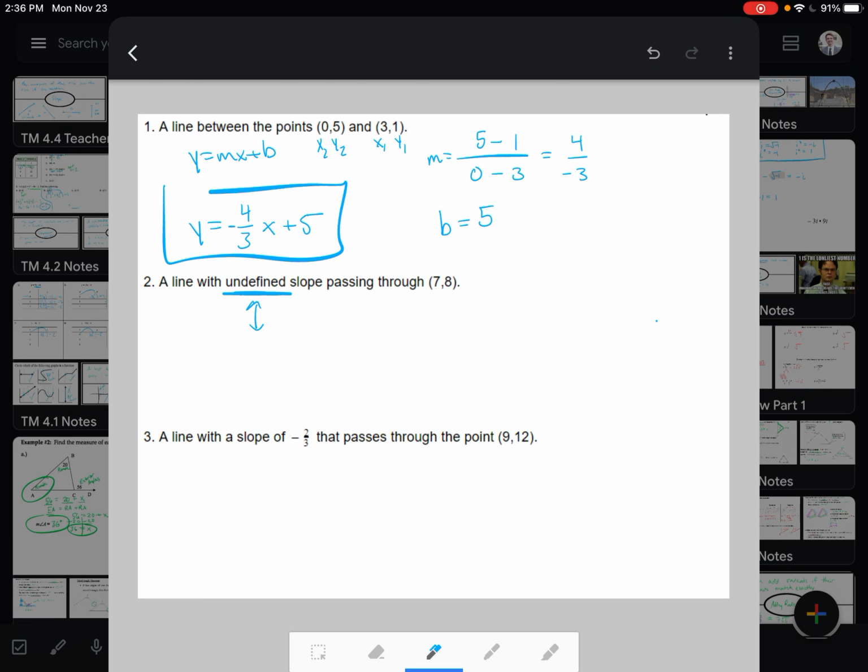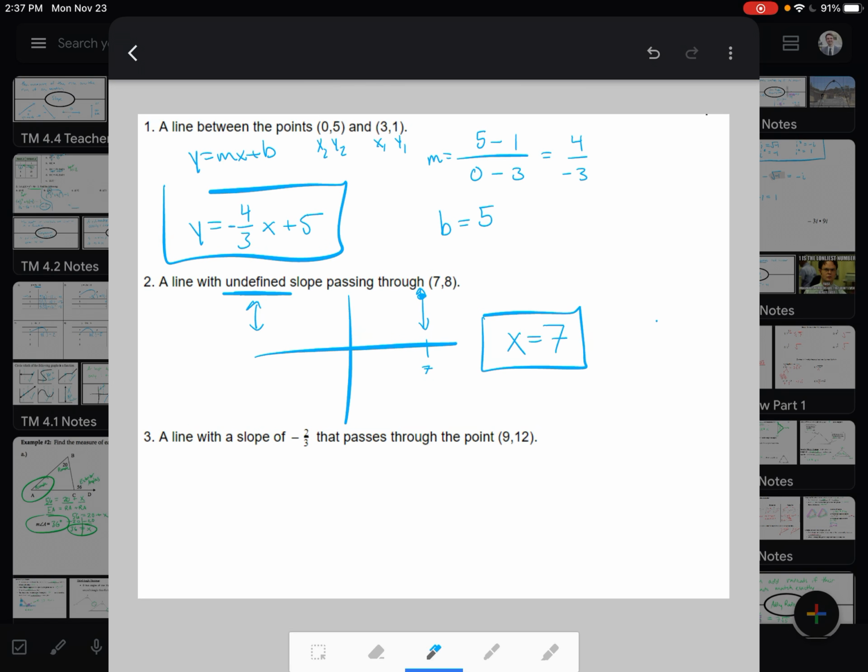Second, undefined slope. That means straight up and straight down. If we look at this on a graph, we're going to go over 7 and up 8. Well, it's just going to go straight up and straight down from x equals 7. So no matter what the y value is, x equals 7. And actually, that's our full final answer there. That's all we have to do for our second one.